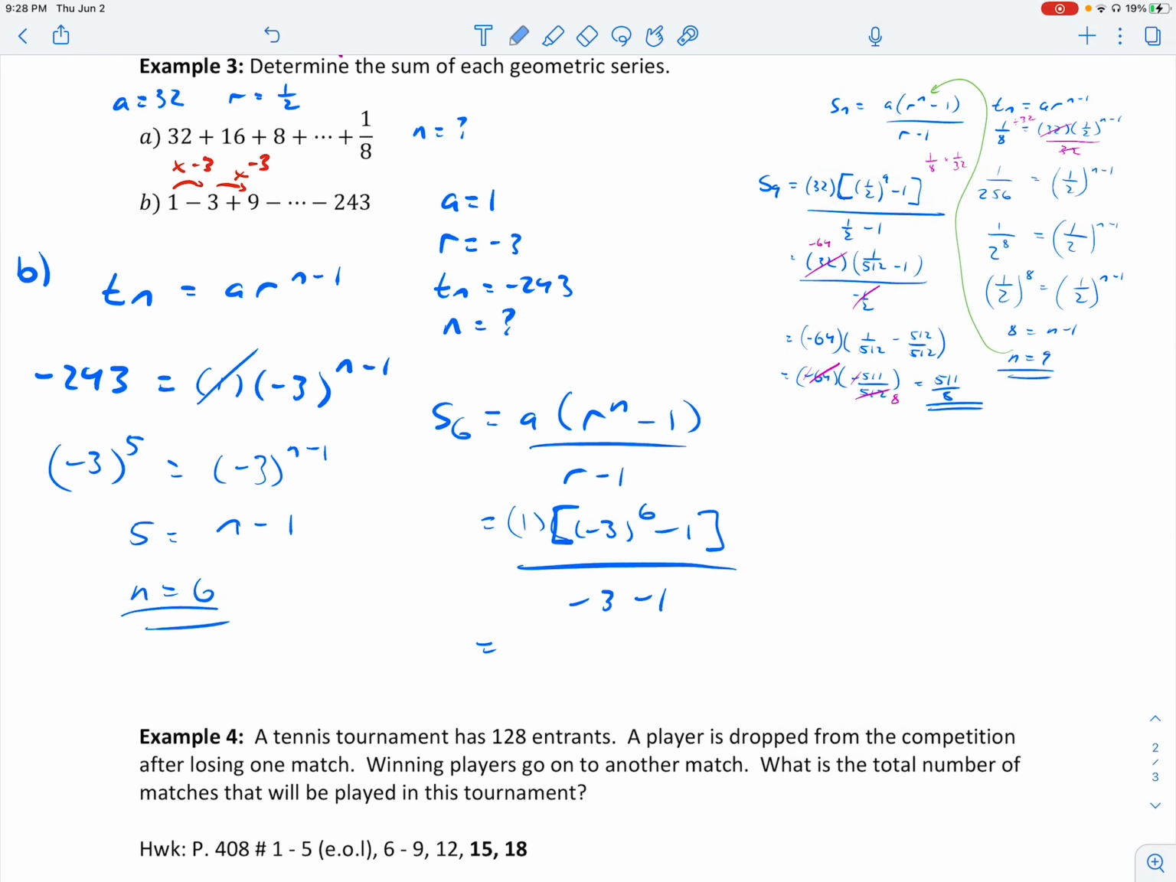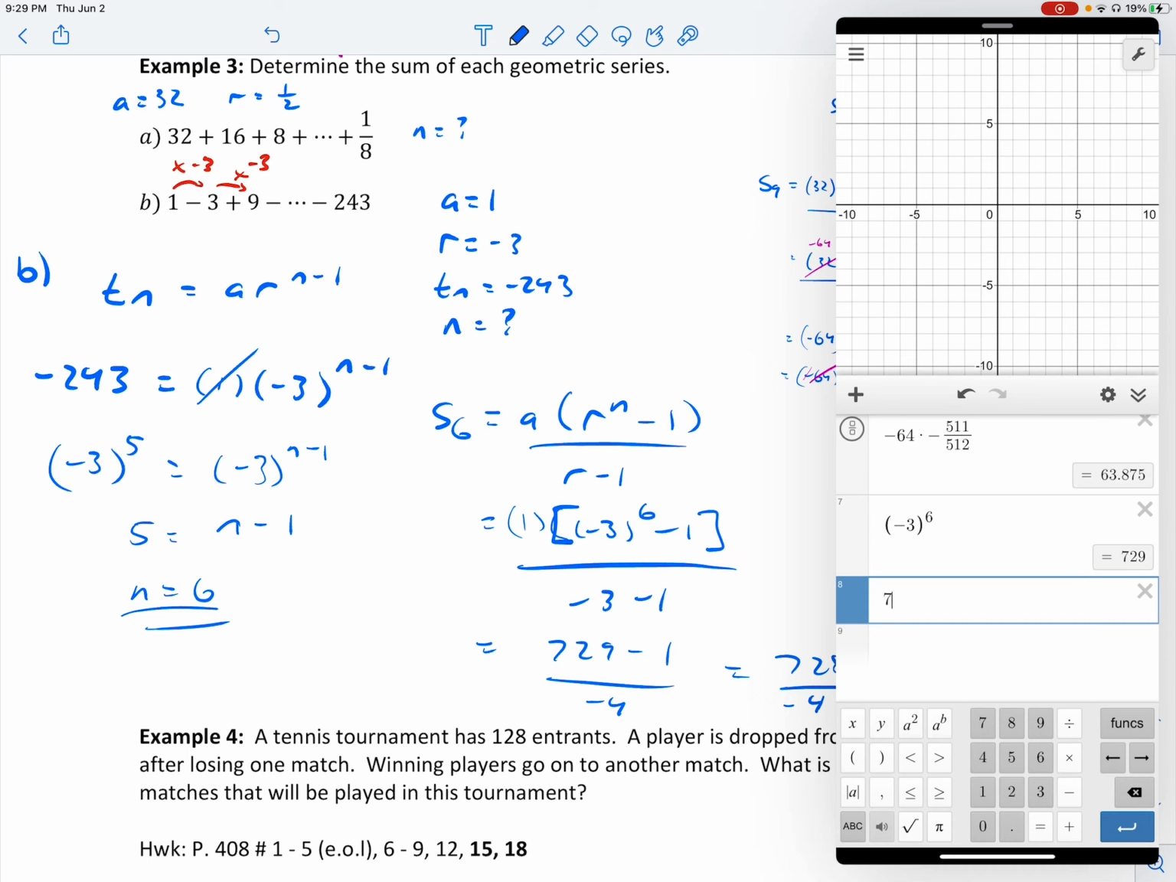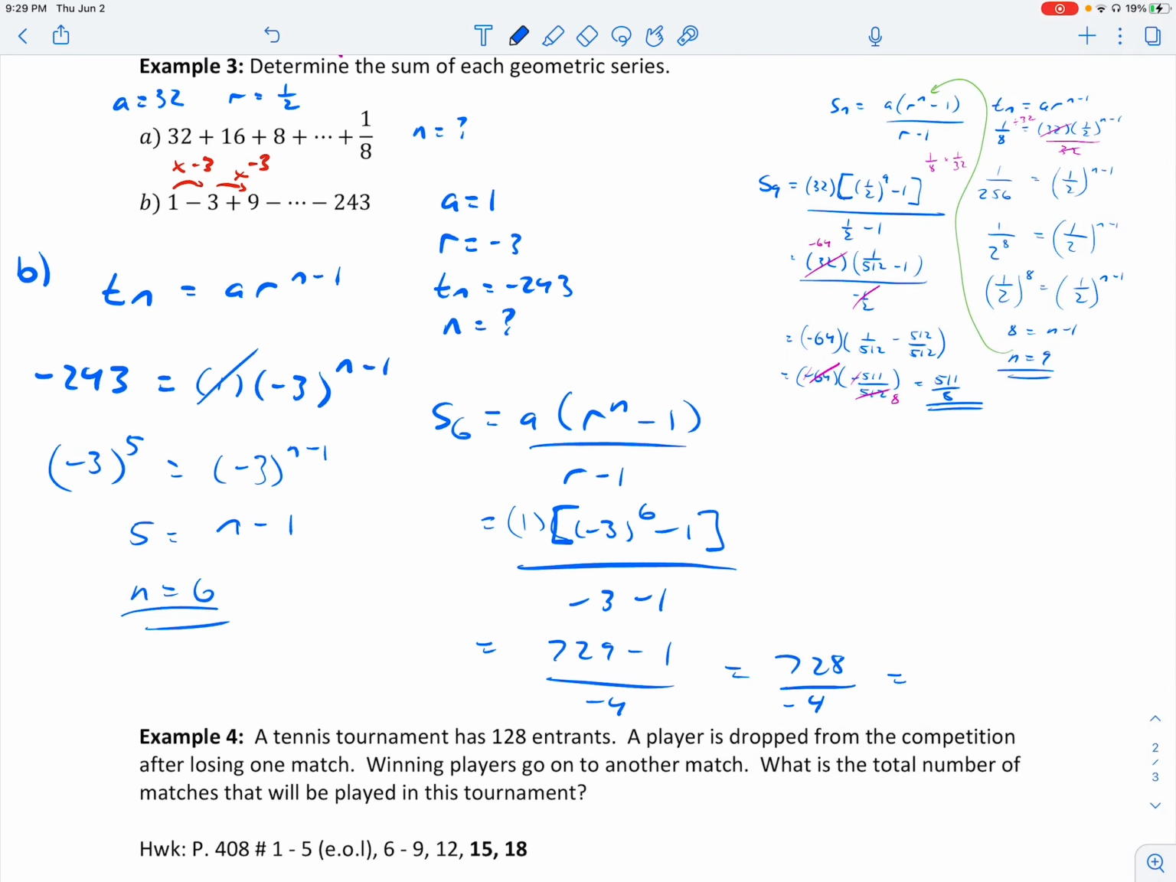So on the top we have 729 minus 1 over negative 4, which is going to be 728 over 4. So that's going to work out to, it's negative 4 on the bottom, sorry. 728 divided by negative 4, I think it'll be about 182, I believe. Negative 4, yeah, negative 182. All right, so that's our series, our geometric series for part B.